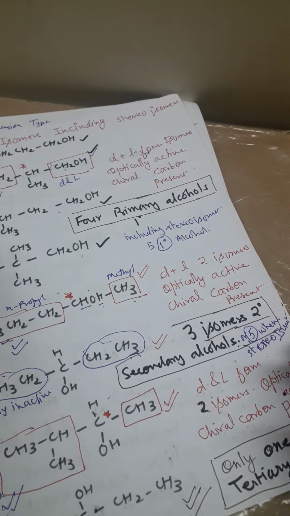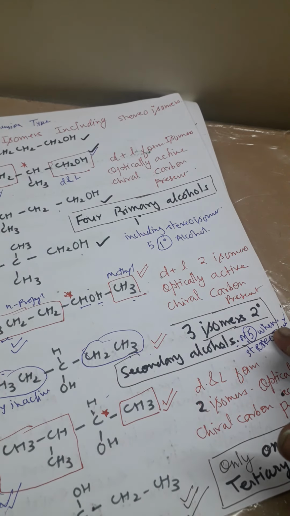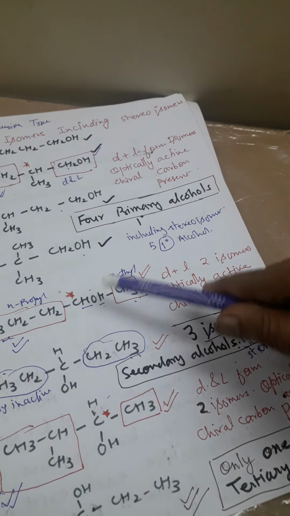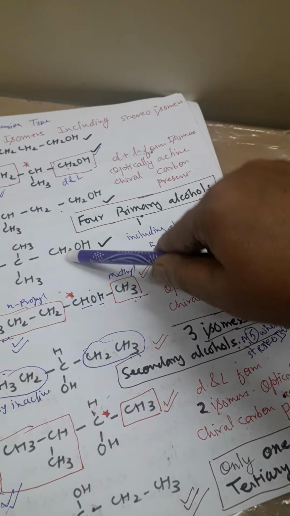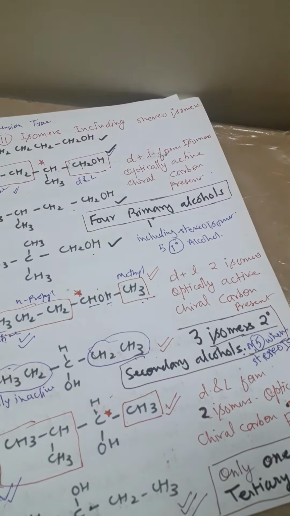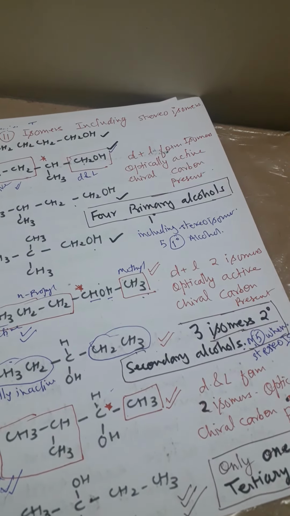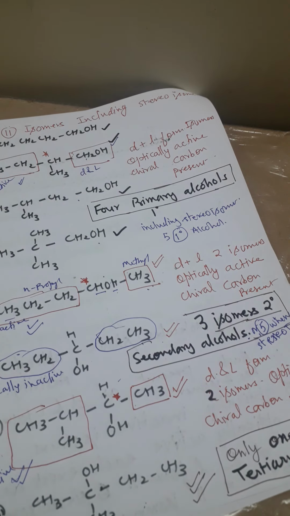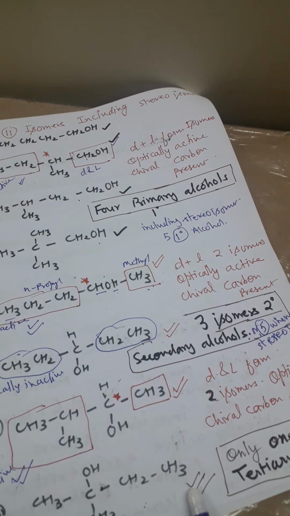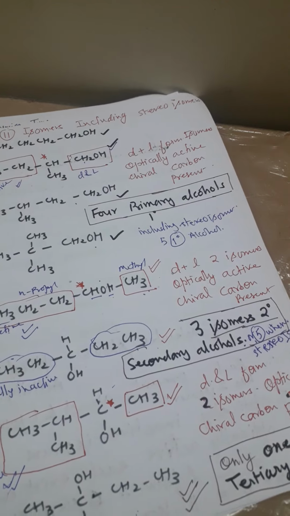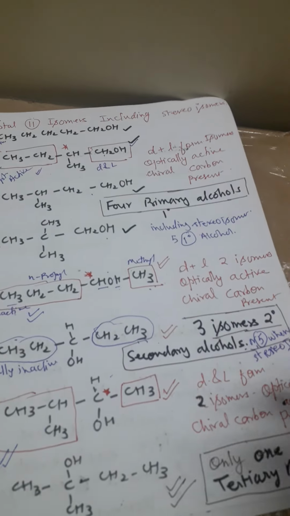Clear? Including this, here also 5 secondary alcohols because 2 to 4 and 1, 5. Here already 4 are there in primary. So this is D and L, meaning 5. Here tertiary, it is not, so only 1 tertiary alcohol we will get. I think this point is clear to you.